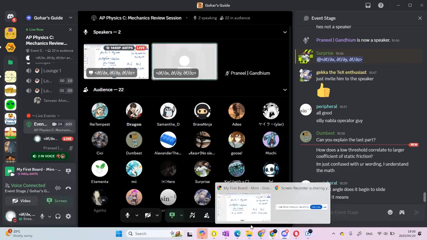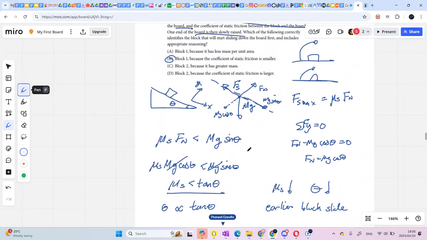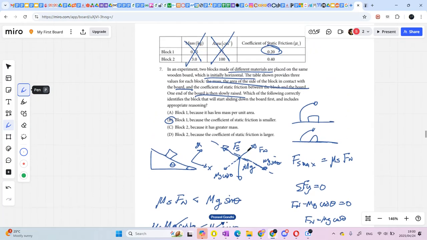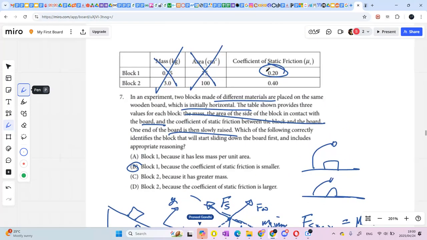So the lower threshold corresponds to a lower coefficient of friction, not a higher coefficient of friction, because the lower the coefficient of static friction is, the easier it is. Another way you can think of it, ignoring the math perspective, is from the physics intuition perspective.